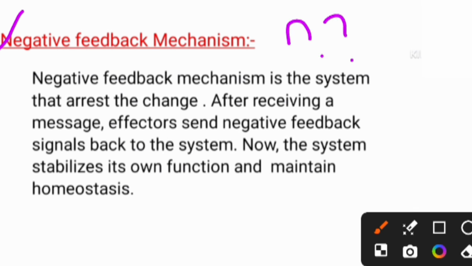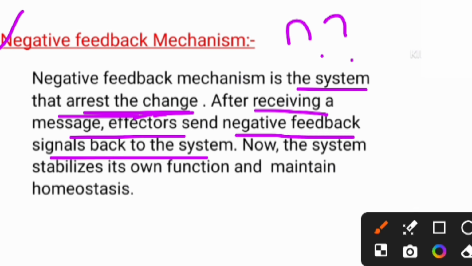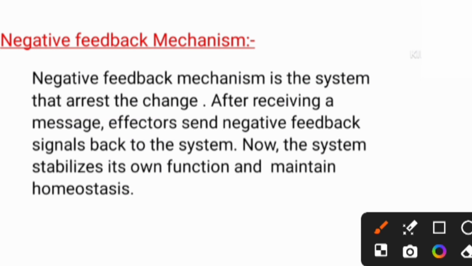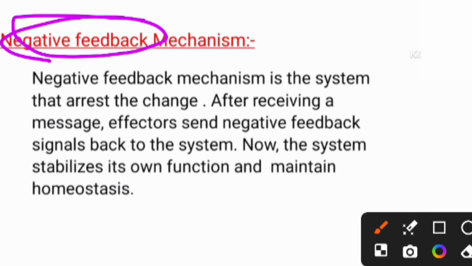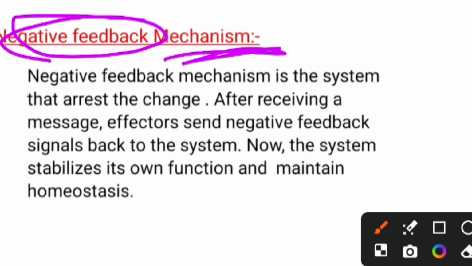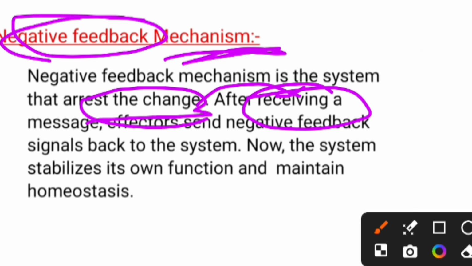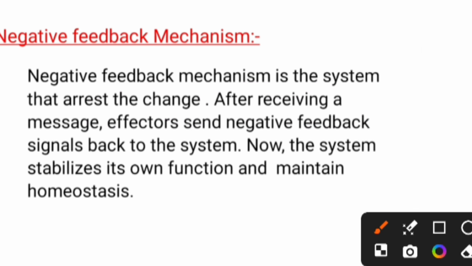Negative feedback mechanism is one in which the system reacts in such a way as to arrest the changes or reverse the direction of the changes. After receiving the signal, the effector sends negative feedback signals to the system, and then the system stabilizes its own function. When our body detects any changes, after receiving this message, negative signals come back to the system and try to stabilize its own function so the whole system works properly.